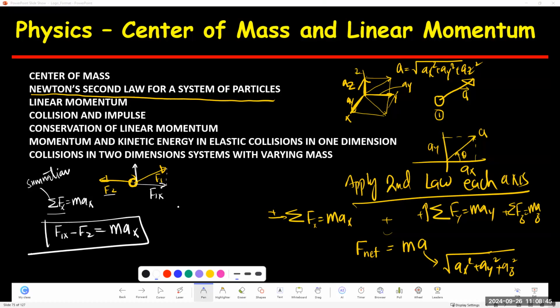Same thing if I want to write, this is a 2D case, right? Two-dimensional case, which is most common. And if I want to write Newton's second law equation along the y-axis, since I don't have any force along the y-axis except this force, I have only one force, so I'm going to be writing F1y equals may. And m is the mass of this object, right? That's what we use.